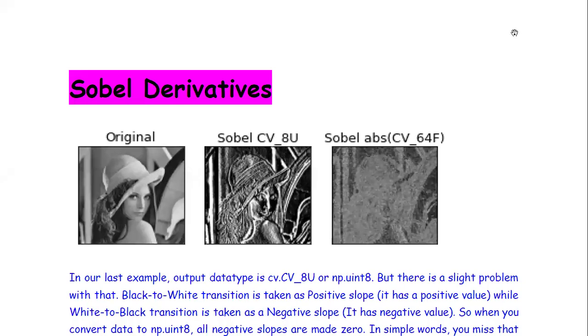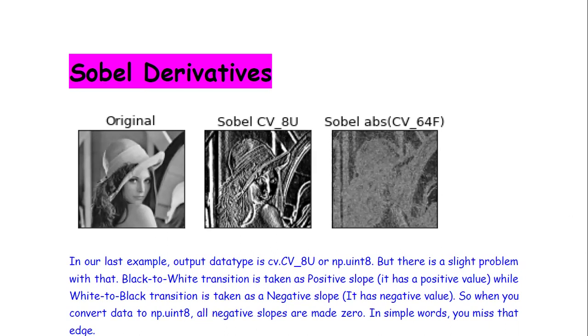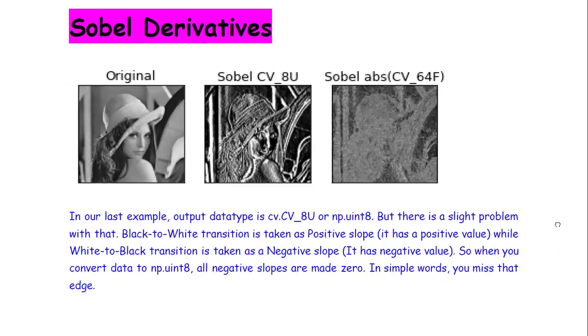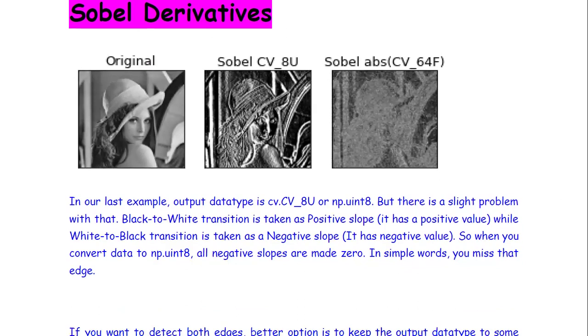In the last lecture, we have already seen how to implement edge detection using Sobel operators. Now, here also, we are going to deal with the Sobel derivatives. In the last practical, our output data type is cv.CV_8U, or you can say np.uint8. But there is a slight problem with that.